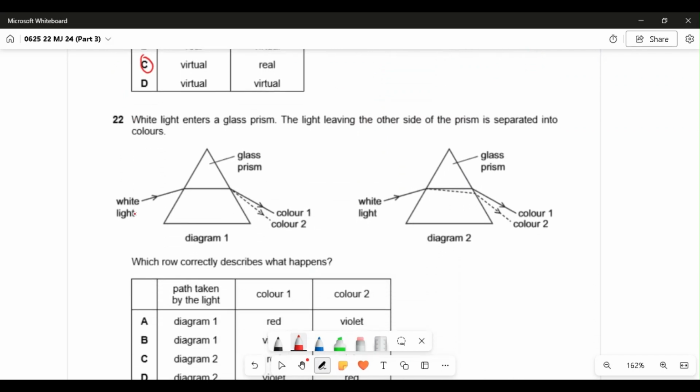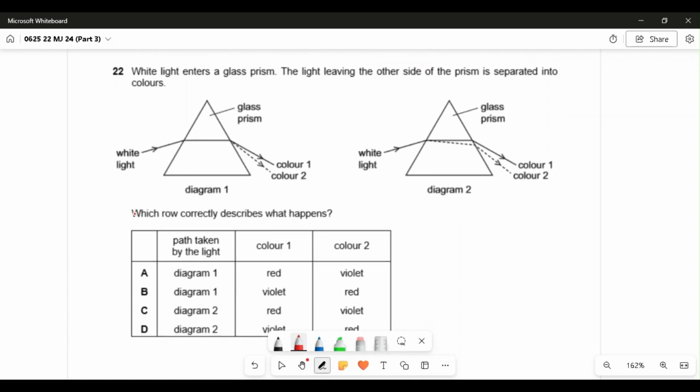22. White light enters a glass prism. Light leaving the other side of the prism is separated into two colors. White light is entering here and it's bending toward the normal. That is correct. But there is not a single sign shown for the refraction.